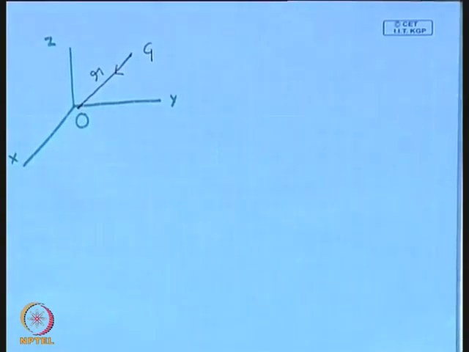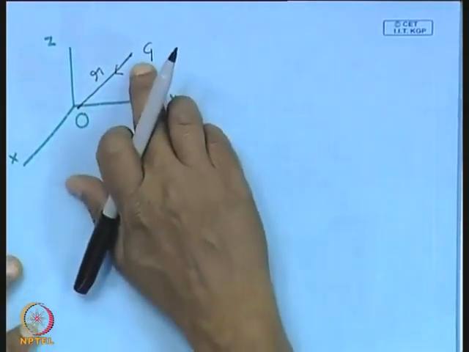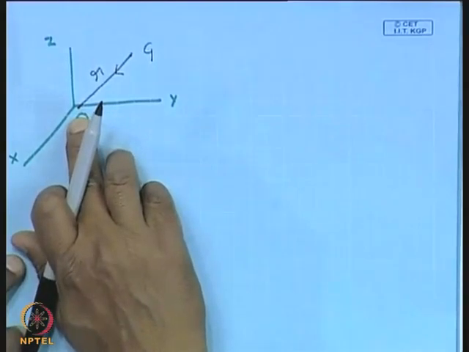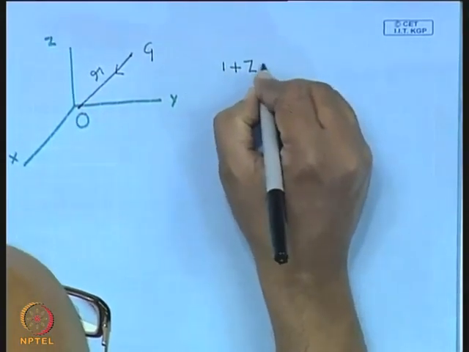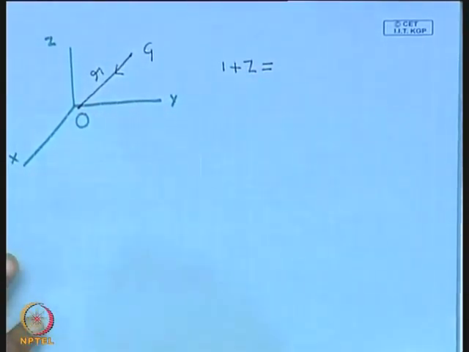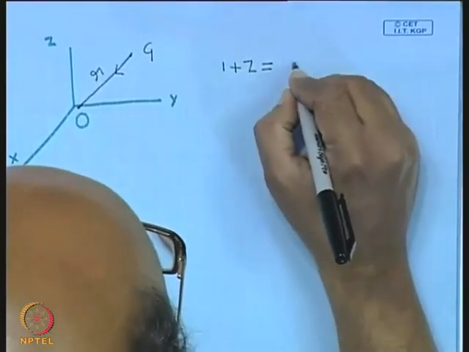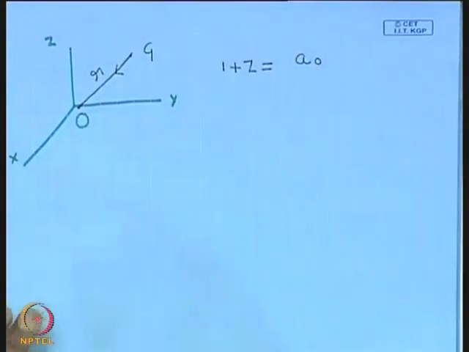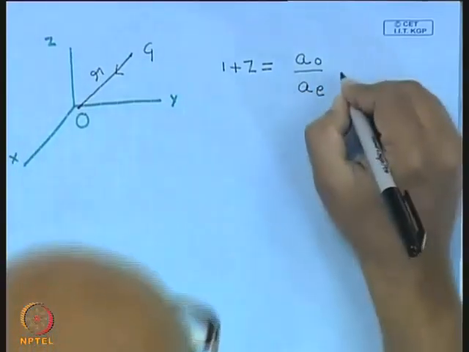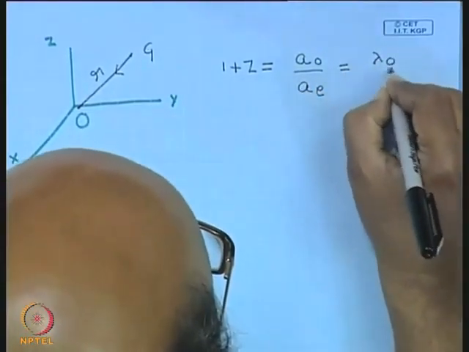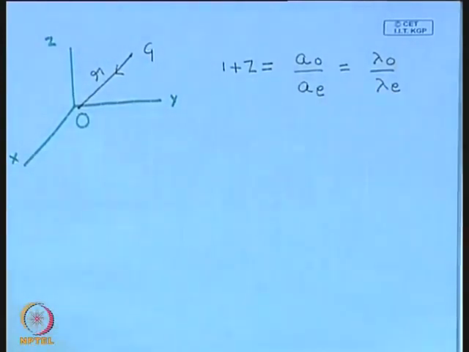And we have already learned one aspect of this. We have learned that the radiation coming from this galaxy to this observer will get redshifted. The wavelength will increase, and we have calculated the redshift. The redshift we have seen is 1 plus z equal to the ratio of the scale factor when the light is observed to the scale factor when the light is emitted. This is the ratio of the observed wavelength to the emitted wavelength. This is something that we have already calculated.